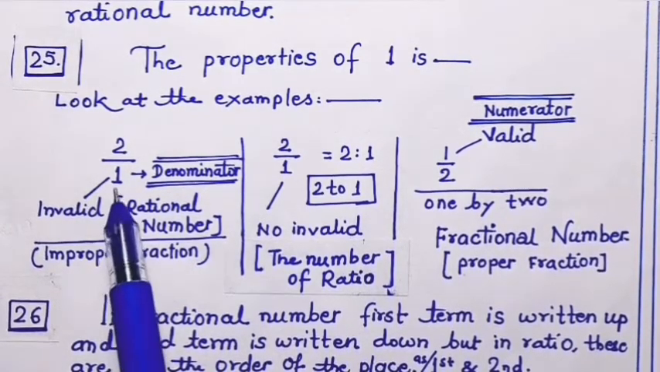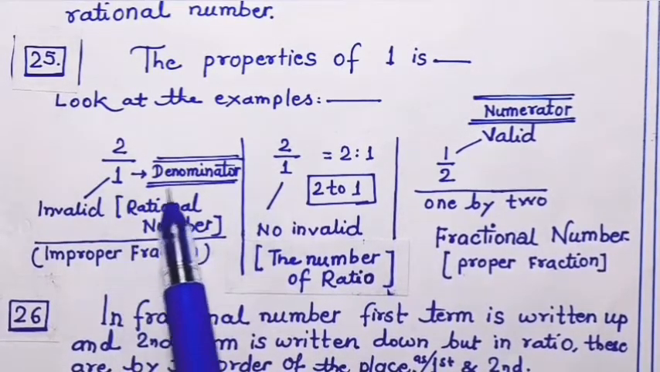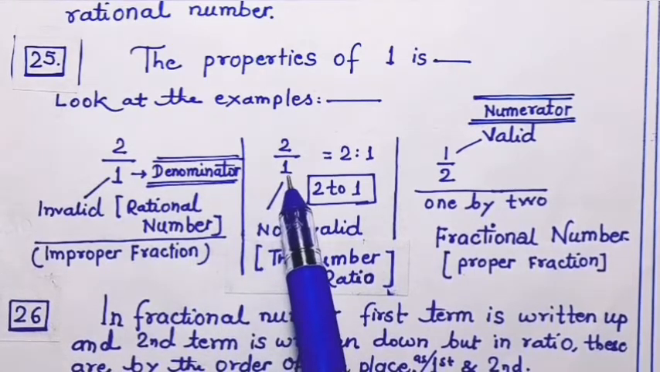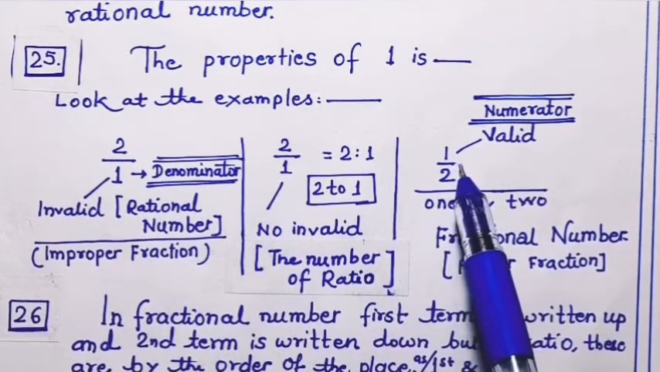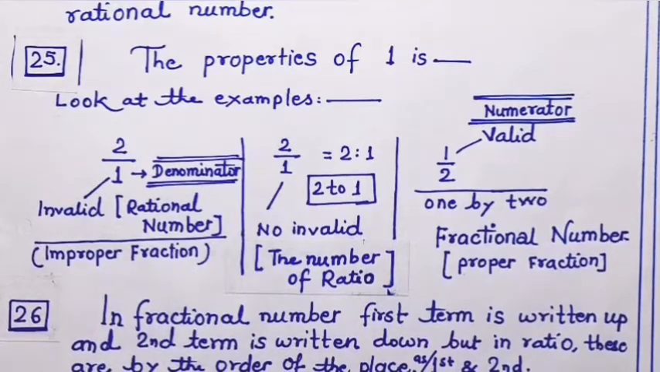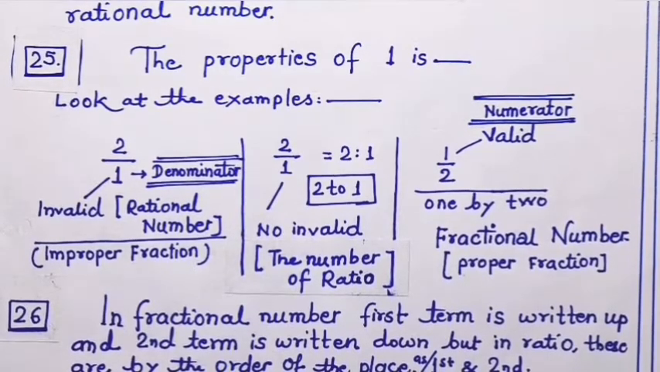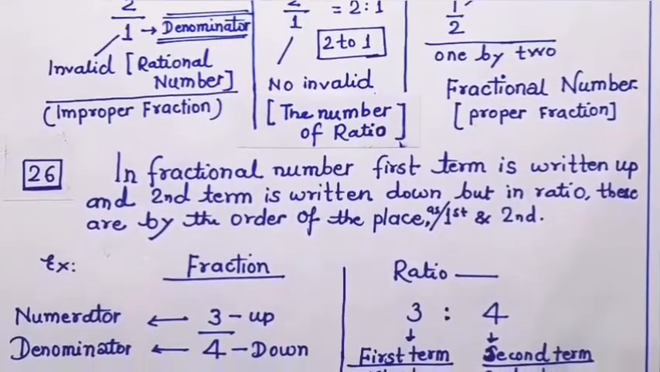Here 1 is written in the denominator form. Here is also the denominator, but here the 1 is in the form of numerator. So 1 is not invalid in all cases. Now we study number 26.